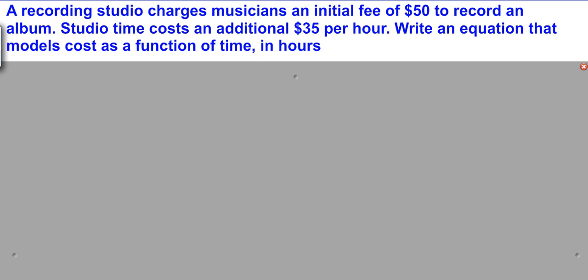A recording studio charges musicians an initial fee of $50 to record an album. Then the cost has an additional $35 per hour of use. Write an equation that models cost as a function of time.